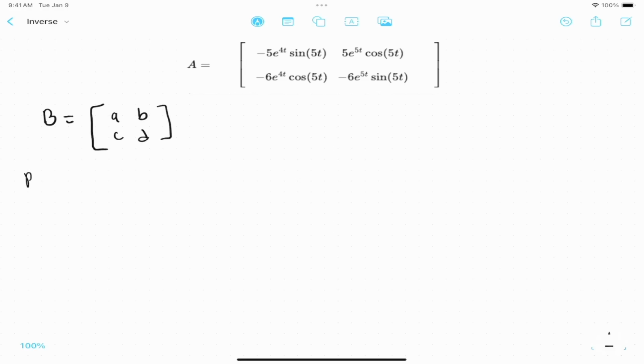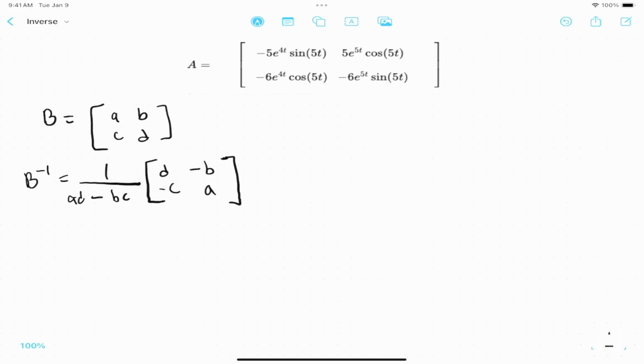Then we find the inverse by multiplying the matrix by a scalar, and that scalar is 1 over A times D minus B times C. And we multiply a different matrix. We swap A and D, so D goes up here, A goes down here, and we invert the signs of B and C. So B becomes negative B and C becomes negative C.